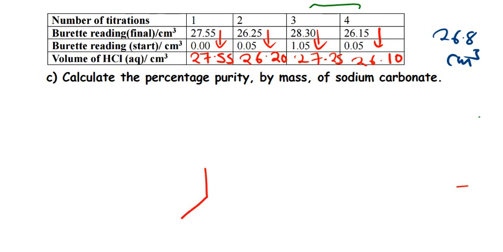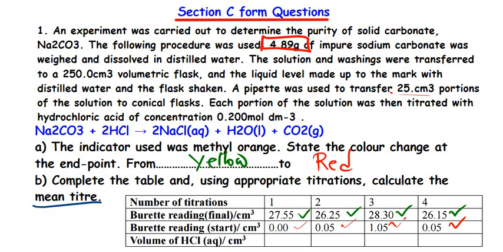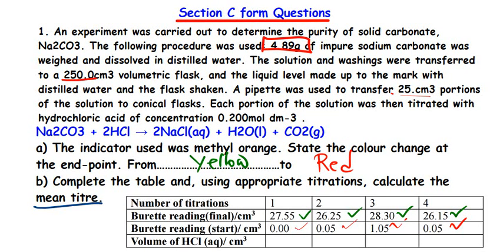So let me take you back to this. I said we had 4 of these, each 25 cubic centimeters. So we've determined the average volume of the HCl in the burette that was required. What have we said? We said they require on average 26.8 cubic centimeters of the hydrochloric acid. This is required by 25 cubic centimeters of the sodium carbonate, which is just a representation of the 250 that we had come up with after diluting the 4.89 grams.